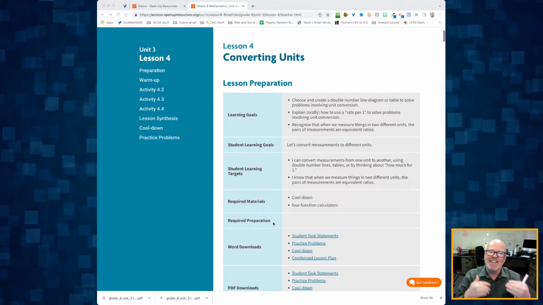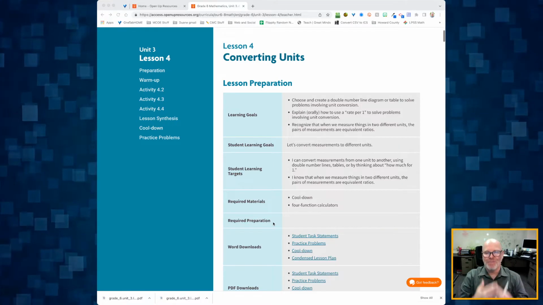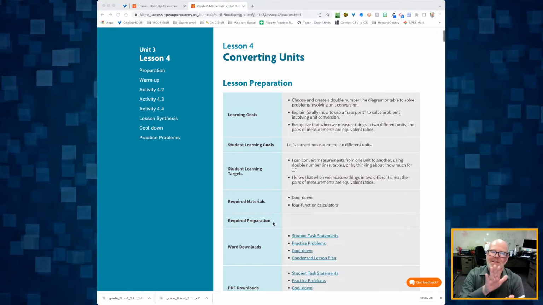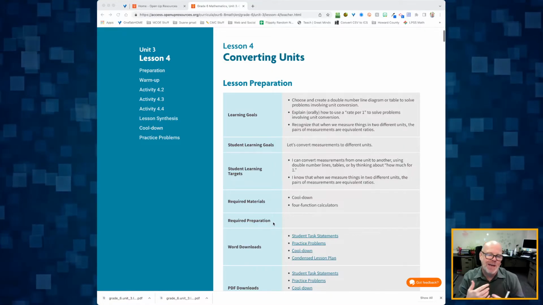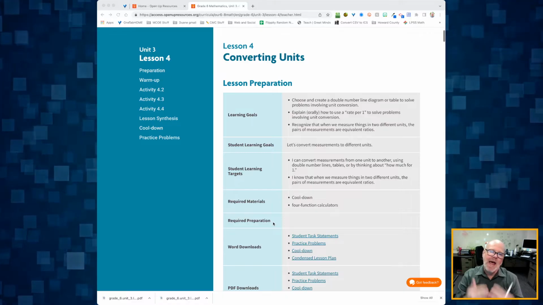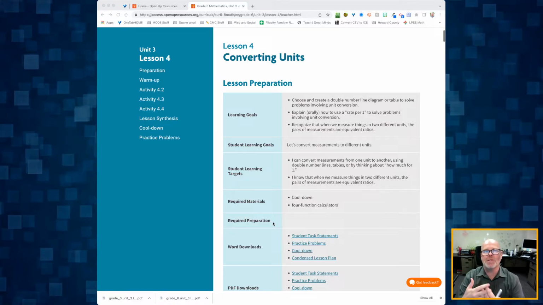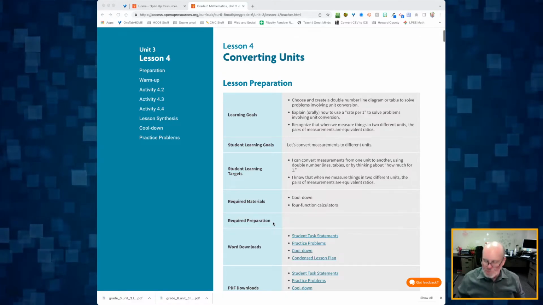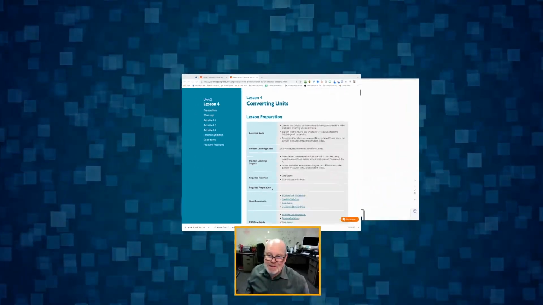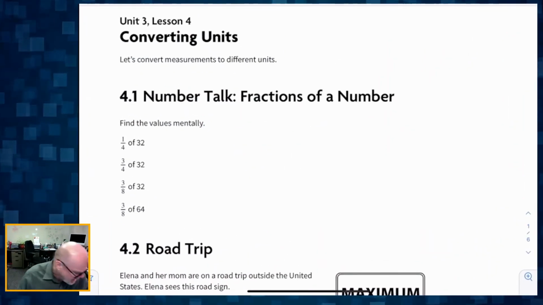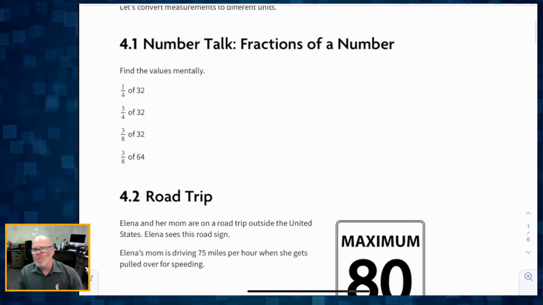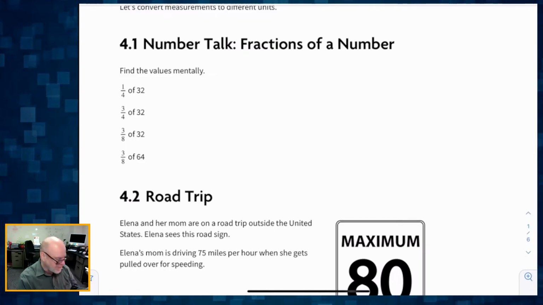The focus isn't on converting units. The focus is using converting units as the context for understanding equivalent ratios and how to use equivalent ratios to essentially solve proportions. So let's get started on this. And we're going to start with a warm-up, and the warm-up is, find the values mentally.